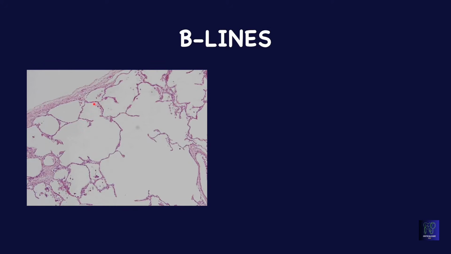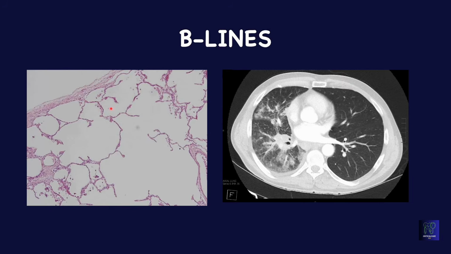Normally, this is a very thin microscopic structure and is not going to be seen on ultrasound exam. However, if there is any disease process that increases the fluid within the interstitium, for example, pulmonary edema or pneumonitis, that can thicken these septa and make them big enough to be seen on ultrasound exam. For example, take this CT scan.